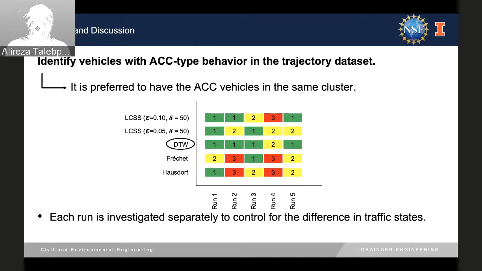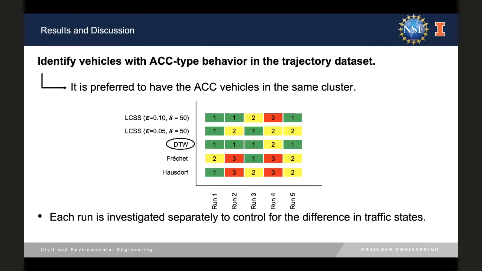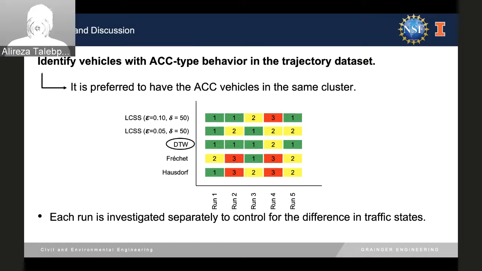So essentially what we did was put everything in one pool. For each run, we took the vehicles that we see around the same period of time that the ACC vehicles were crossing this section. We took the trajectories of all of those cars and started clustering them, and we used different distances. So this is the number of clusters that we observed in each run.